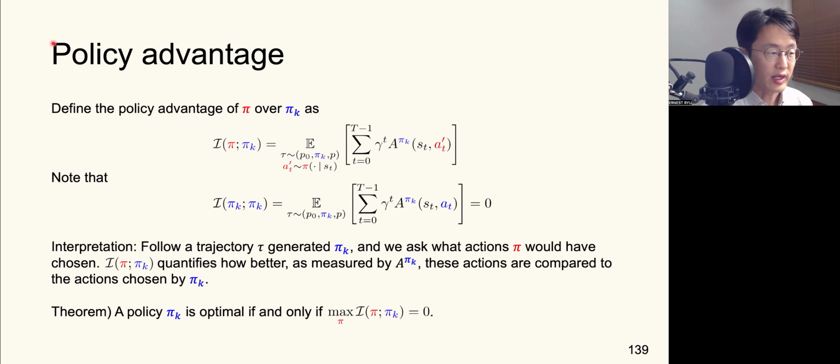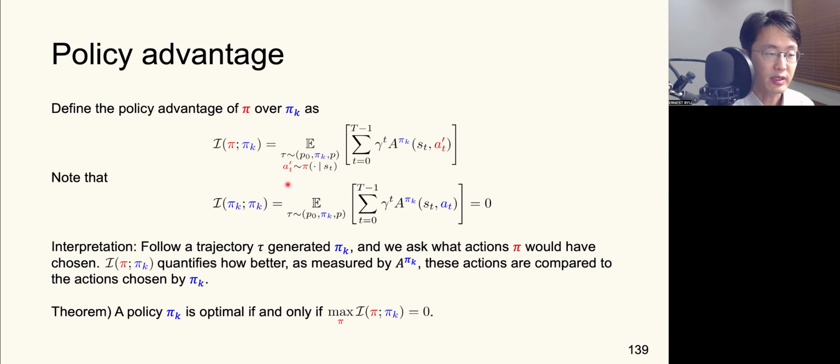To do so, let's first define the notion of a policy advantage. We define the policy advantage of policy pi over a current policy pi k in this way. We'll denote the policy advantage as I, because we can't use A. A is the usual advantage. So let's define this notion I as a function of pi around pi k, and this is the definition. We have a sum of discounted advantages, where the advantage is defined with respect to the policy pi k.